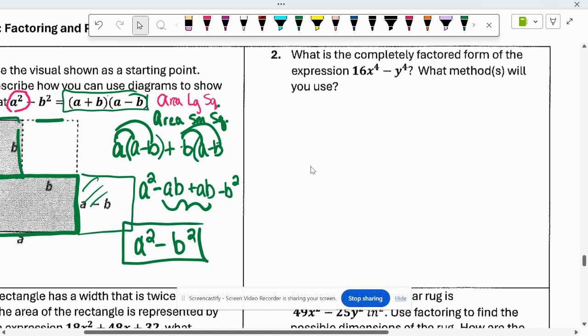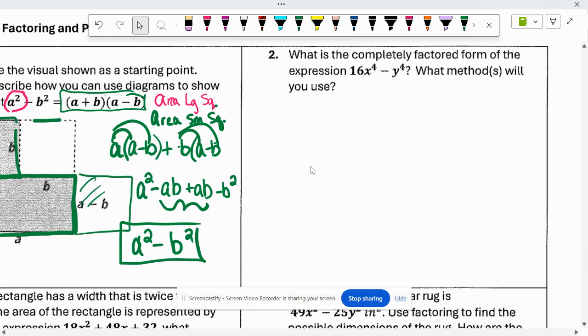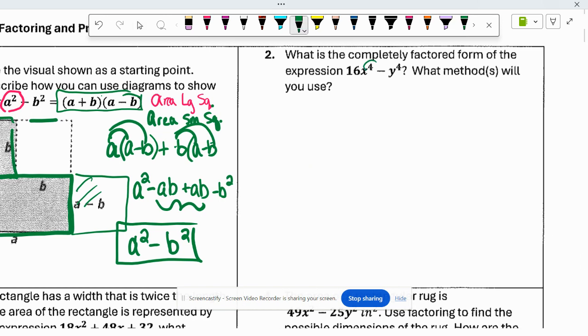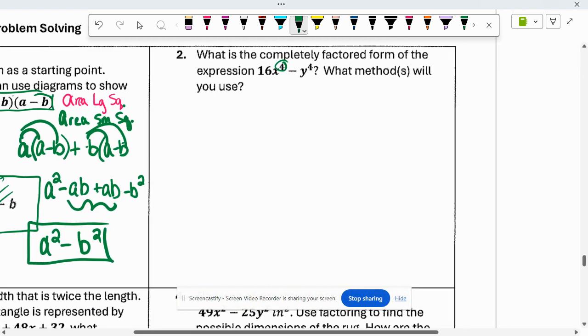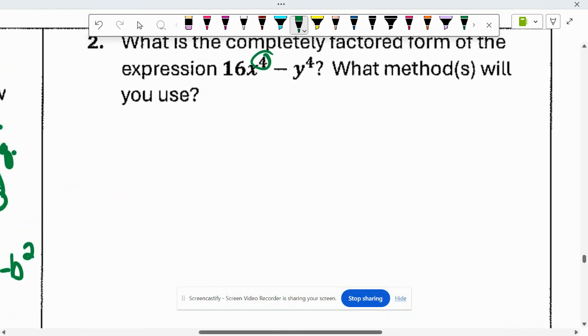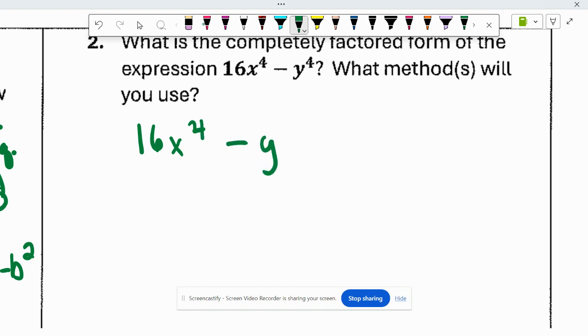So number 2 is just like, I think it was number 7 in our journal. If you look at your journal, we have a 4th degree polynomial. And so it's still a perfect square. As long as our exponent is even, it's still going to give me a perfect square. So what happens when I try to factor this? So let's think about this. How am I going to factor this using the difference of two perfect squares?